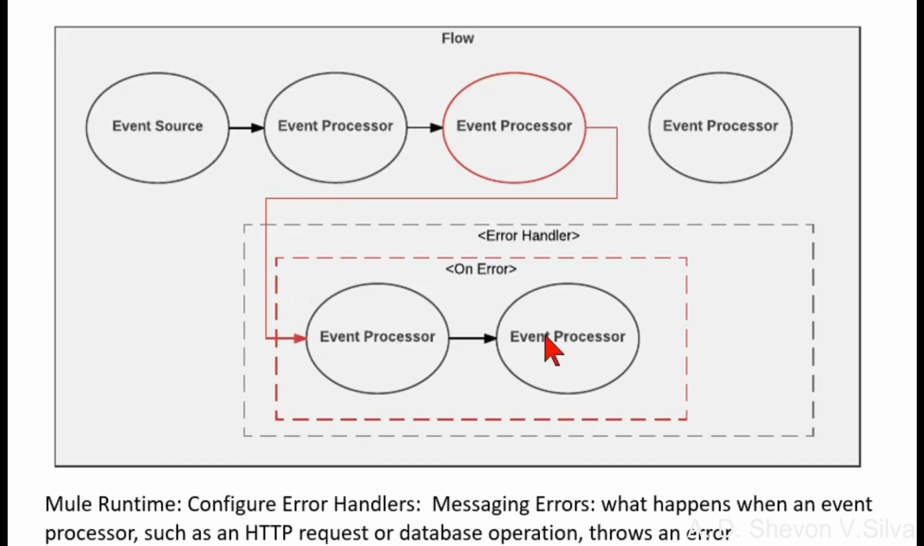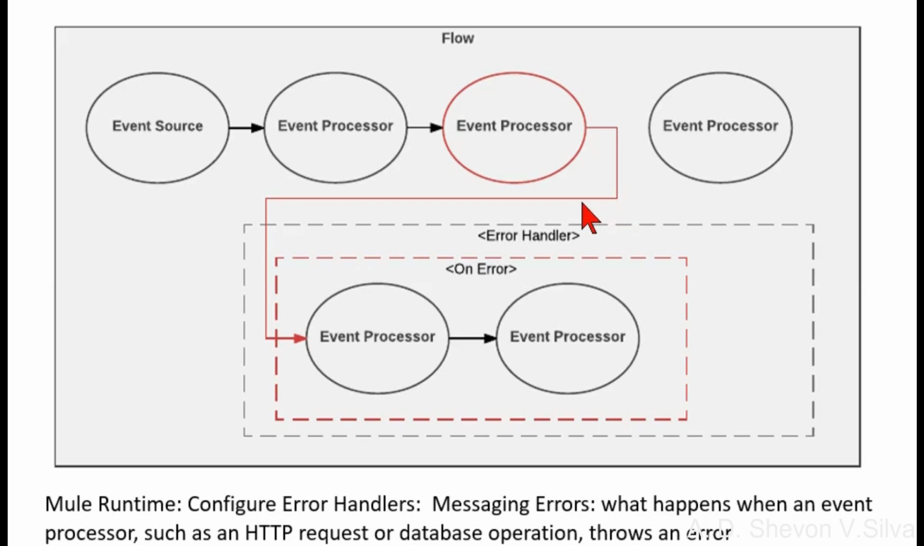In messaging errors in configure error handlers in Mule Runtime, Mule throws a messaging error, a Mule error, whenever a problem occurs within the flow of the Mule app, where the Mule events and the messages they contain are processed. You can handle Mule messaging errors in more than one way.